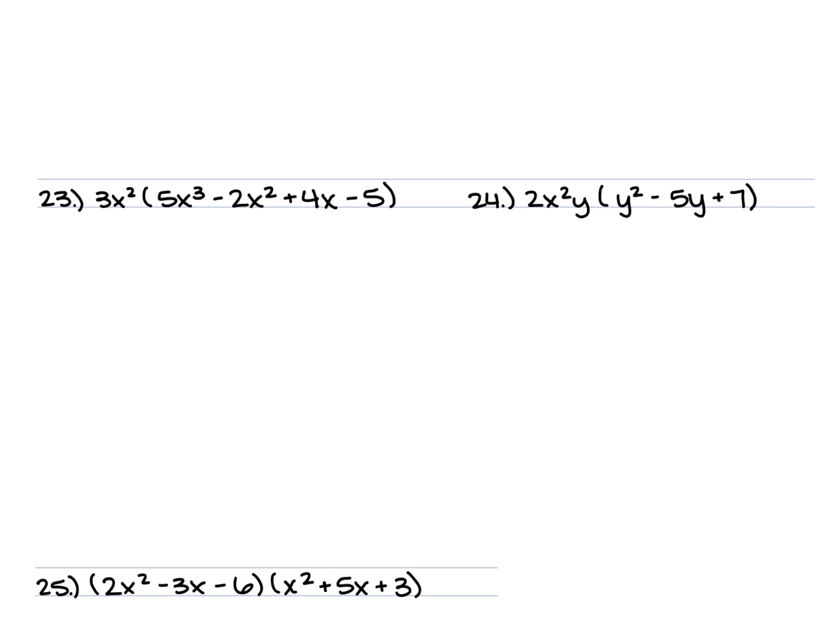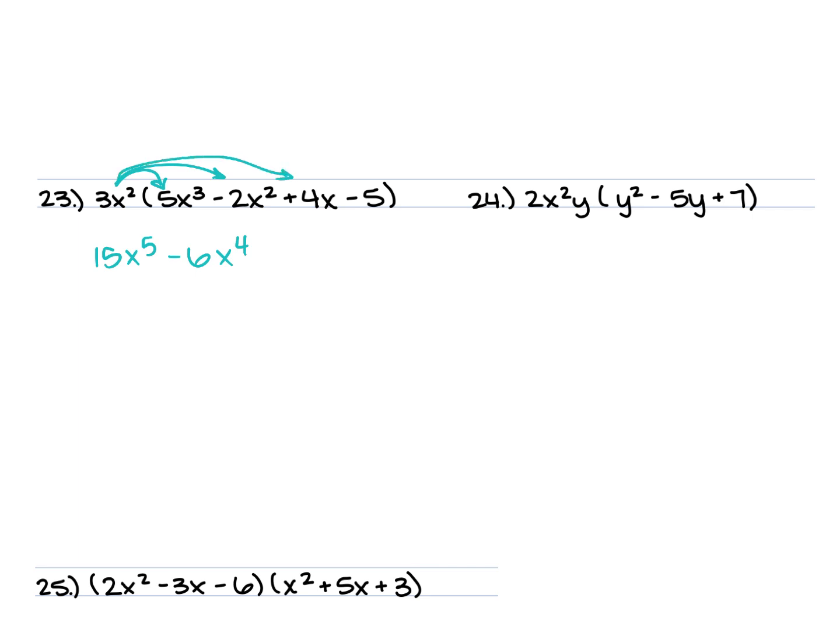We're just going to distribute in that 3x squared. So 3x squared times 5x cubed. Remember, multiply your coefficients, then add your powers if your bases are the same. So 3 times 5 gives us 15. X squared times x cubed is x to the 5th power. Then the 3x squared times negative 2x squared. 3 times negative 2 is negative 6. X squared times x squared is x to the 4th. That's negative 6x to the 4th power.